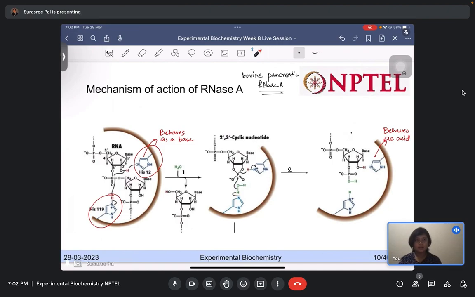So that is how RNase A can catalyze the hydrolysis of RNA. That is why it is called hydrolysis, because there is this water molecule which helps in the release of the RNA molecule from the active site, and also there is breakdown of this phosphoester linkage between the two nucleotides.